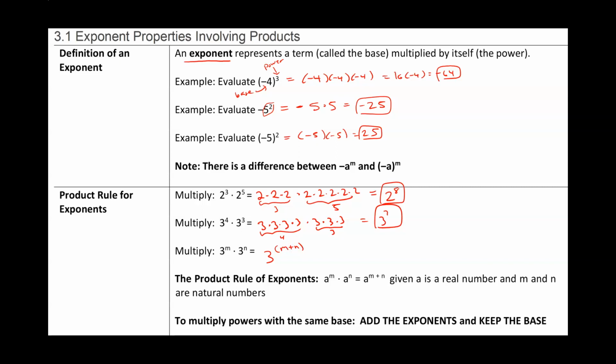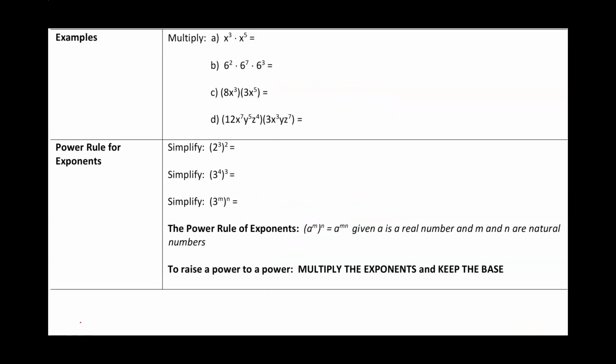So the product rule for exponents says the exact same thing, that if you multiply the same base, we keep the base and we add the powers. Okay, add the exponents, keep the base. So here's an example. We have x cubed times x to the 5th. We keep the base and add the exponents, which will give us x to the 8th power. Here we keep the base, 6. We add the powers, 2 plus 7 plus 3. So 2 plus 7 is 9, plus 3 is 12, and this gives us 6 to the 12th.